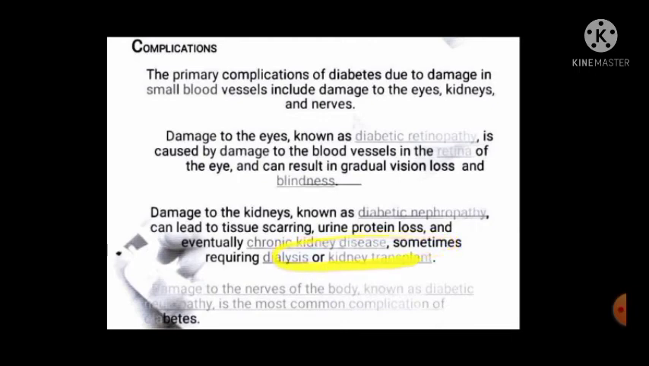These are the remedies for the diseases. It also causes damage to the nerves of the body, known as diabetic neuropathy, which is the most common complication of diabetes.